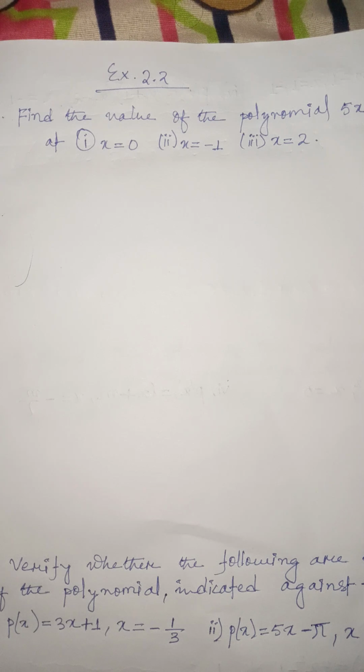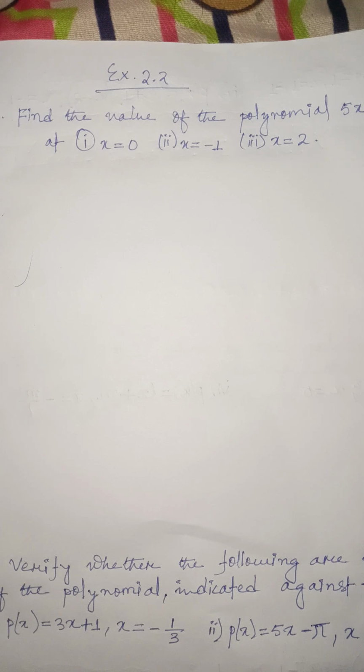Today we will discuss class 9 maths problem, exercise 2.2. As we can see here, the first question that we have is, find the value of the polynomial 5x minus 4x squared plus 3 when x value is 0, as well as in Roman number 2 when x value is minus 1, and in Roman number 3 when x value is 2. We have to find in each of the following values of x the values of the given polynomial.